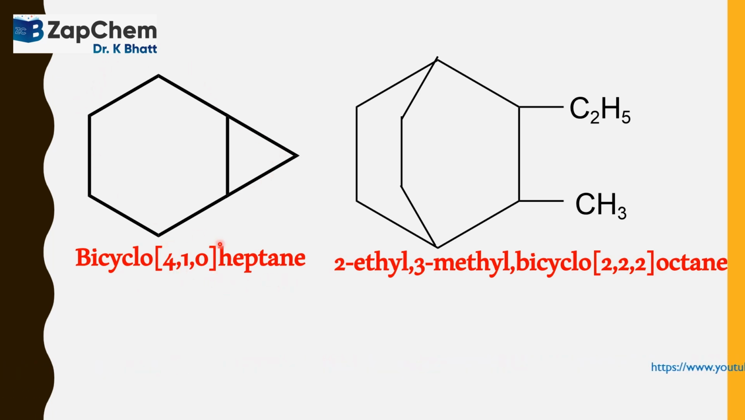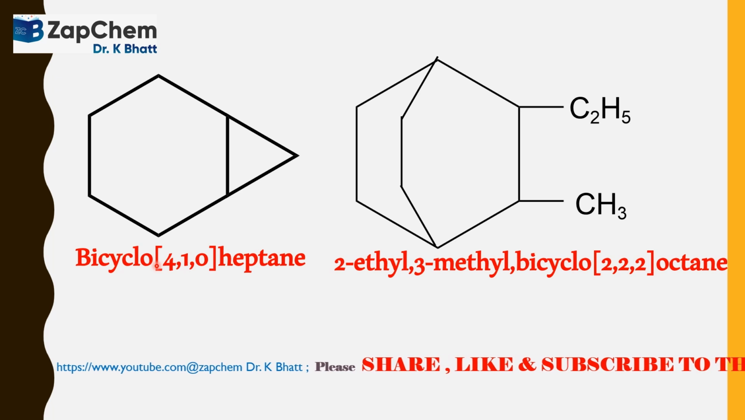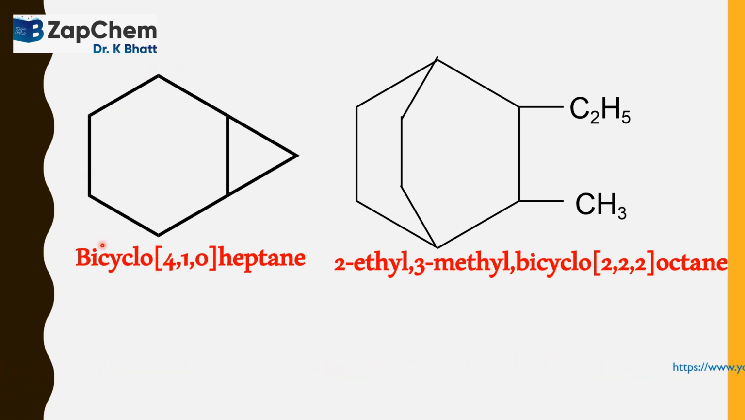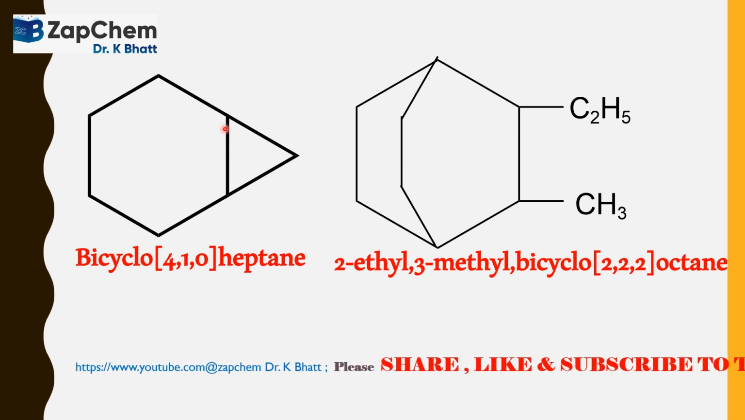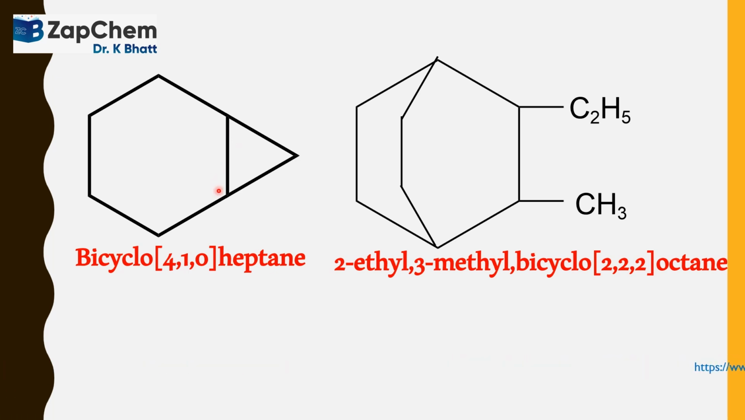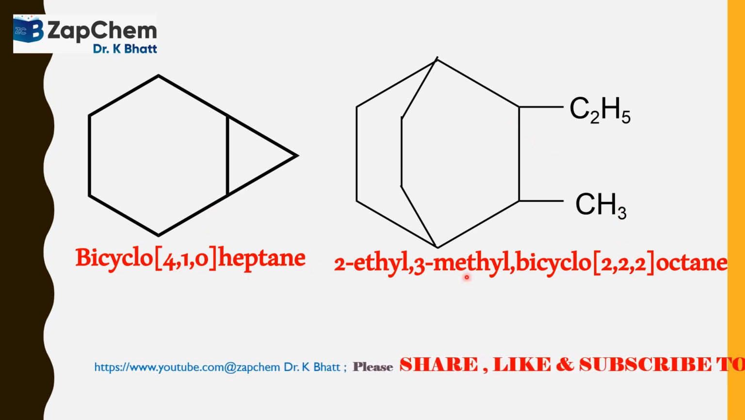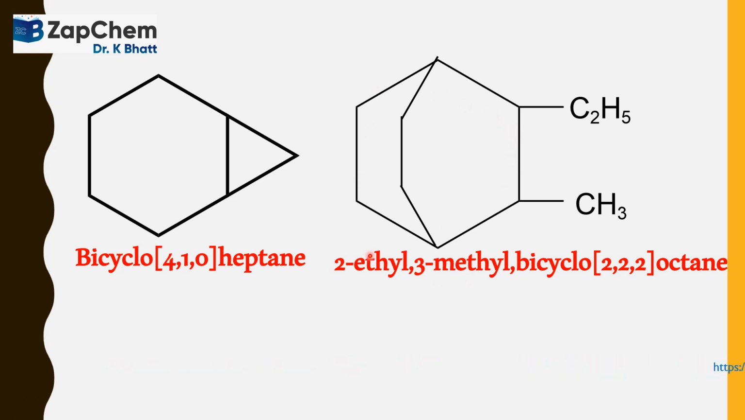You have to make out which are the common points. These are the two common points, and if you number it, it becomes 7 carbon atoms here and therefore 4 carbon atoms, the total number of carbon atoms on one side is 4, on the other side again it is just 1, and in between within the bridge there is no carbon atom, and therefore it is known as bicyclo 4,1,0 heptane.